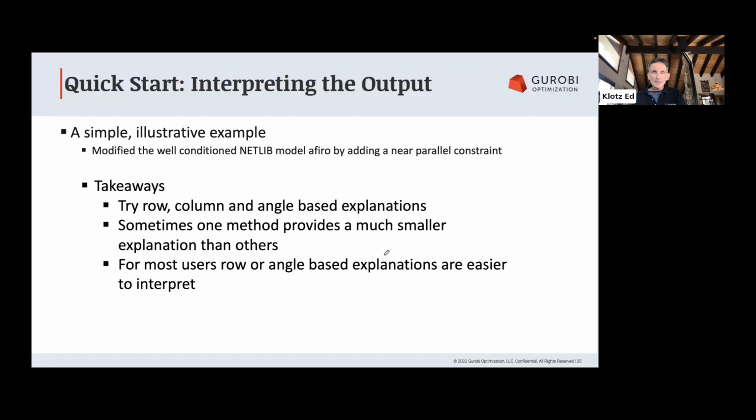All right, so what are the takeaways from this simple example? First, try row, column, and angle-based explanations, because some will be easier to interpret than the others. Sometimes one method provides a much smaller explanation than the other. I think for most of us, row or angle-based explanations tend to be easier to interpret.